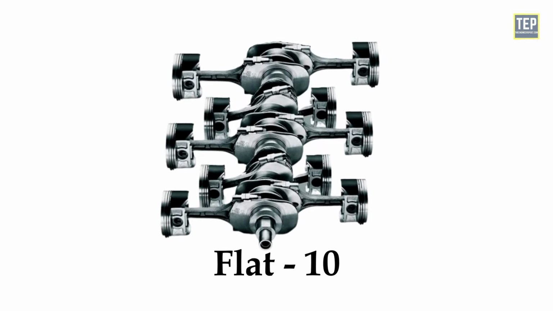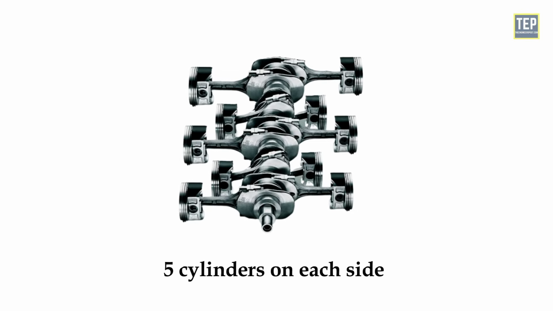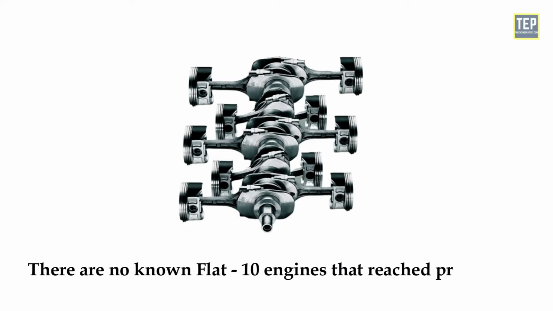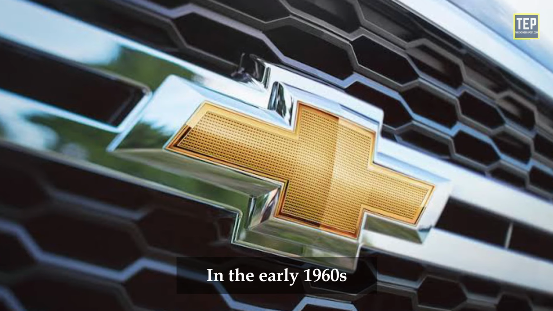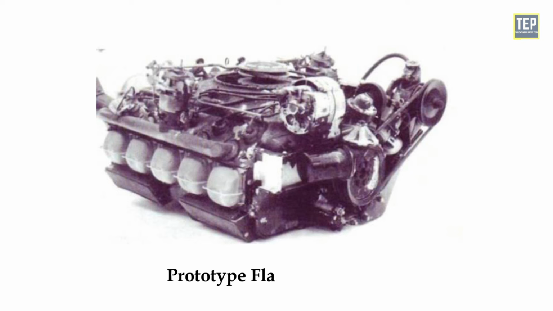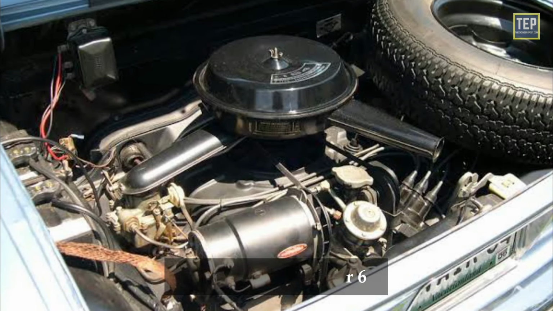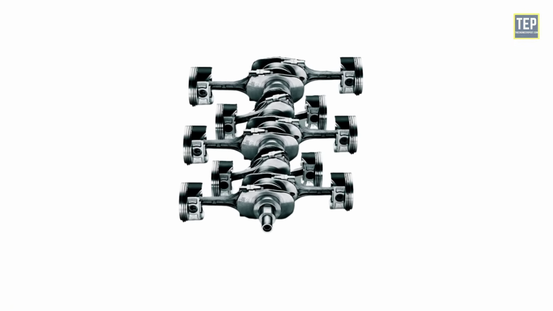Flat-10 engine. A flat-10 engine is a 10-cylinder piston engine with 5 cylinders on each side of a central crankshaft. There are no known flat-10 engines that reached production. In the early 1960s, Chevrolet built several prototype flat-10 engines as part of an aborted program for a family of modular engines, to replace the Chevrolet Turbo-Air 6 flat-6 engine. This development program investigated flat engines with between 2 and 12 cylinders, with the flat-10 version being known as P10, pancake engine.